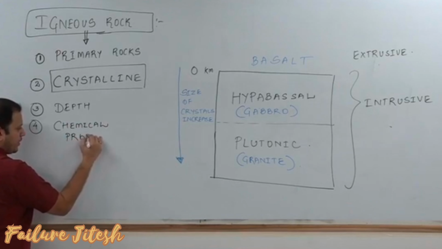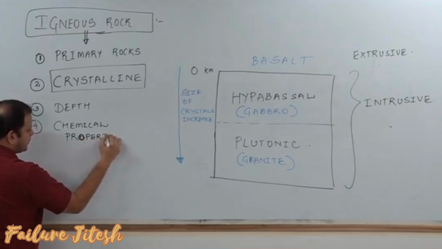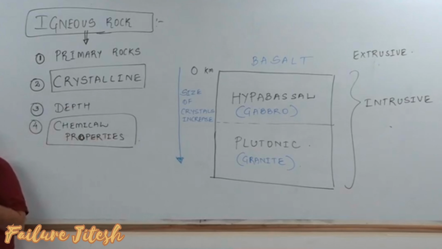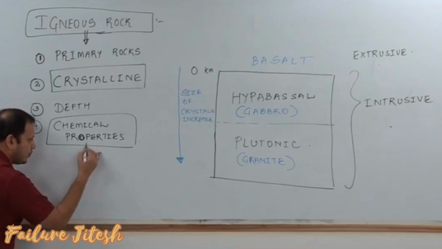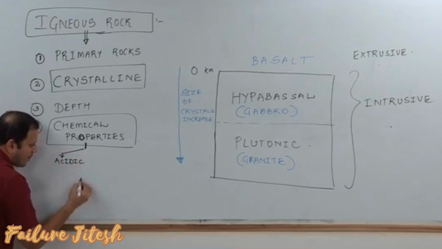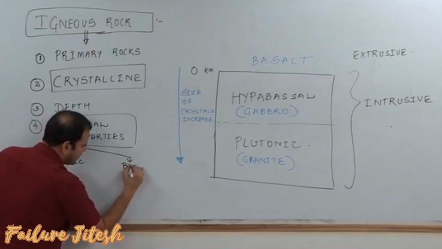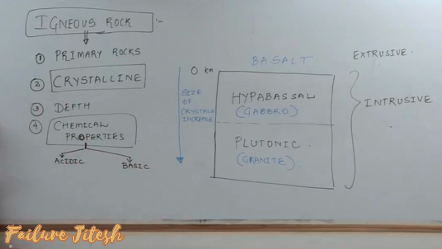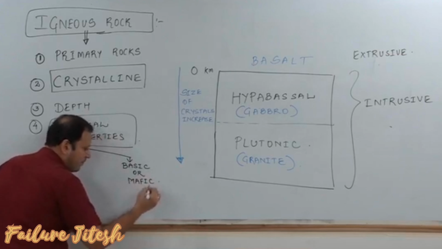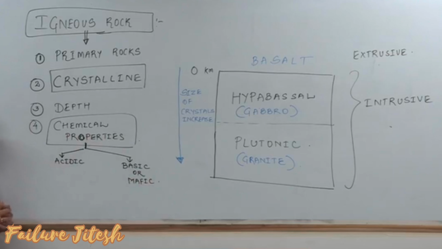Though we have done this point, still we'll write on the basis of chemical properties. On the basis of chemical properties, the igneous rocks are of two types. Which two types? We have done this. Acidic igneous rocks and basic igneous rocks. The other name for basic I just gave you, that is mafic, because it has more iron in it. Acidic igneous rocks or mafic igneous rocks.